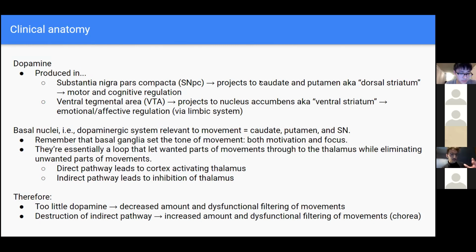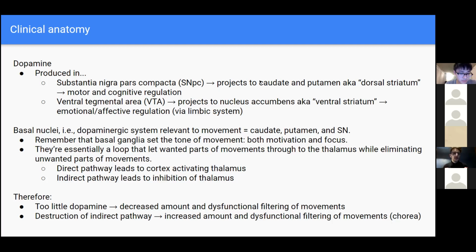Dopamine is produced in two main areas, in the substantia nigra, specifically the pars compacta part. But if you just remember substantia nigra, that's more than sufficient for now. The substantia nigra neurons project, so they synapse onto neurons in the caudate and putamen, which is also called the dorsal striatum, okay? And this synapses, through the thalamus, onto higher order neurons, which lead to motor and cognitive regulation. So you can think of the motor cortex and the frontal cortex.